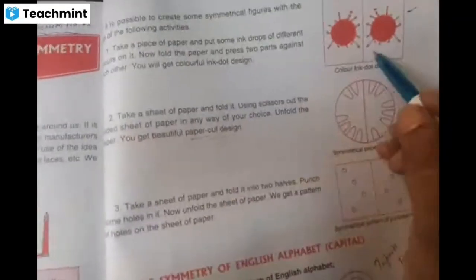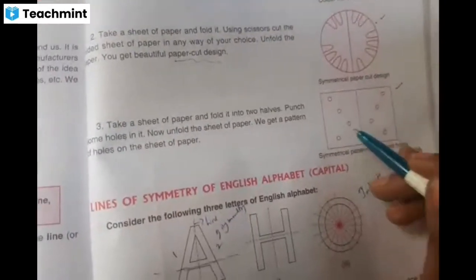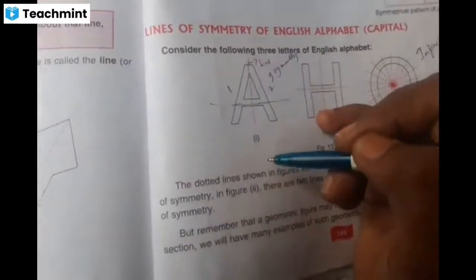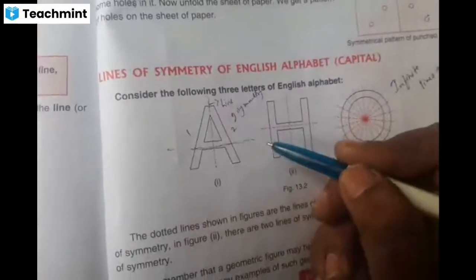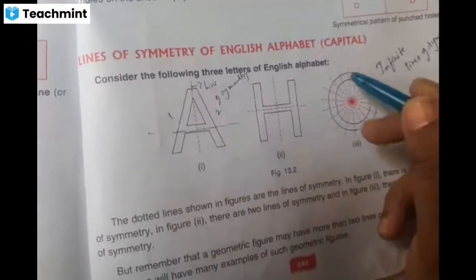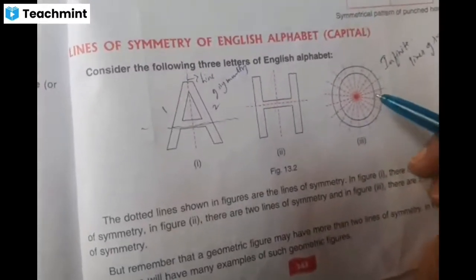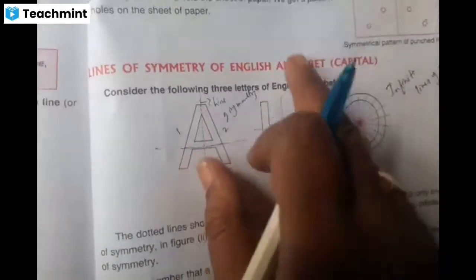Now, we get a line of symmetry in many such cases, like in ink dots, and in punching the paper by making holes. Also in English alphabets, some alphabets have two lines of symmetry, some have only one, and some, especially the letter O or the circle, have many lines of symmetry, and some do not have any line of symmetry.